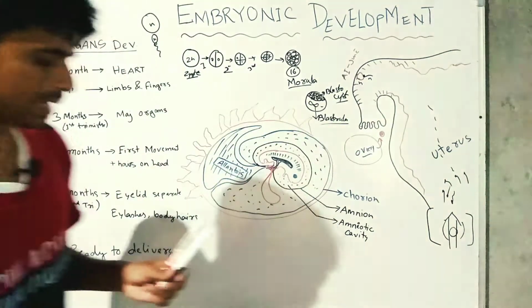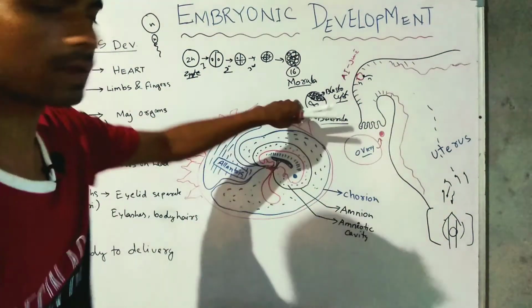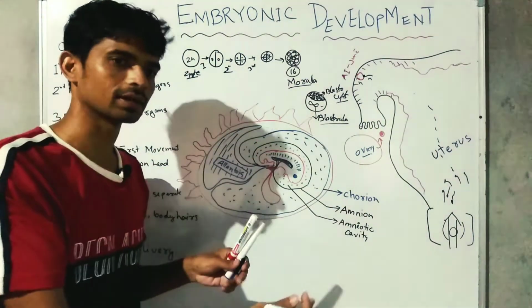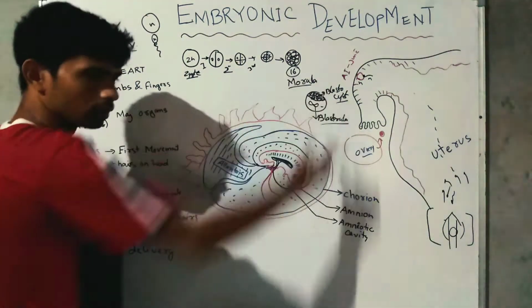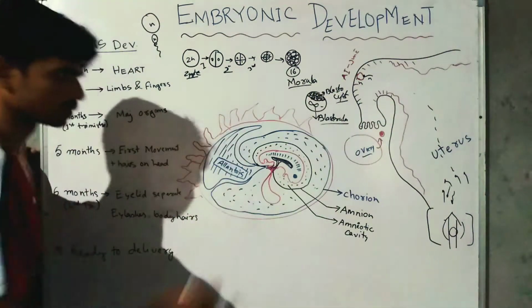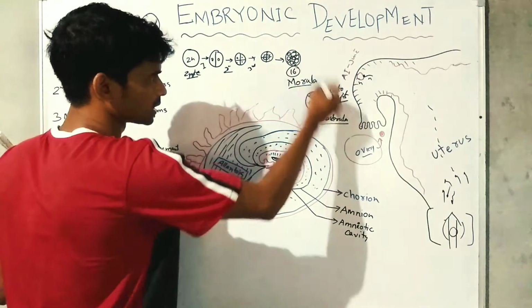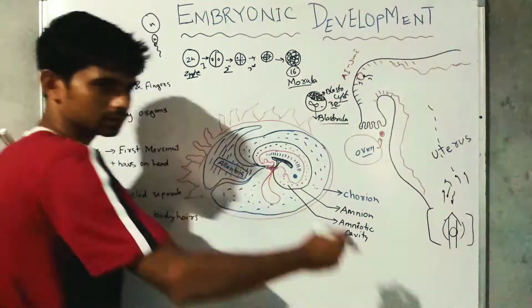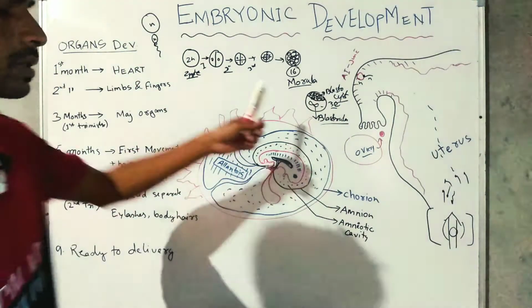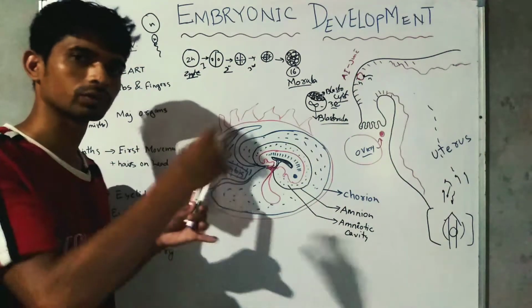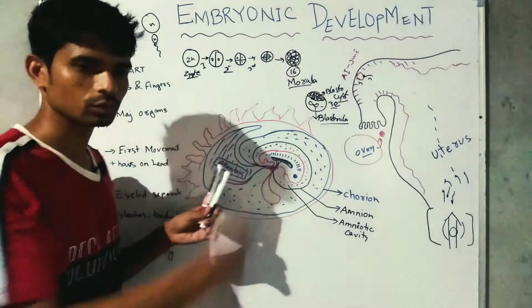Cyst means the cell mass. So after the blastocyst, there will be further development, or the embryo will be formed after this blastocyst. So here there will be 16 cells, 32 cells, then 128 cells. Like this, the cells will be dividing into 512 cells, then 1024, 2048.